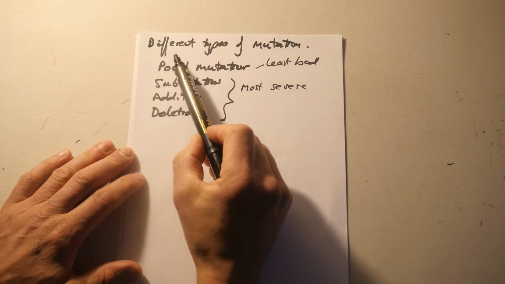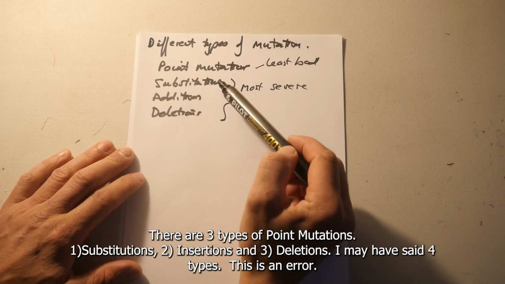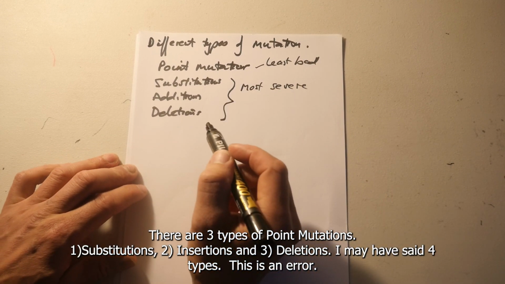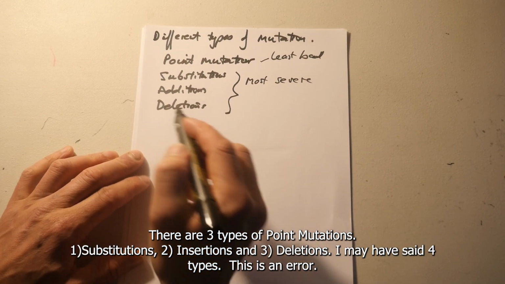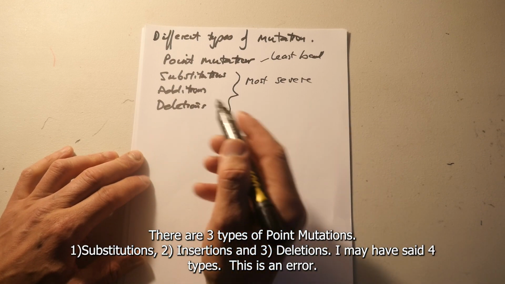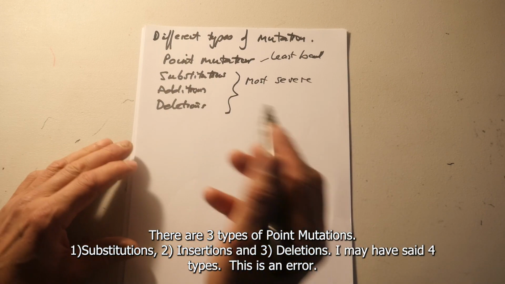this is already here. So there are different types of mutations. You get point mutations, which are the least bad, and then substitutions, additions and deletions are the most severe. Okay. So a point mutation is caused by a change in one base pair of DNA or a single gene. So a gene has one base pair and that gets changed.